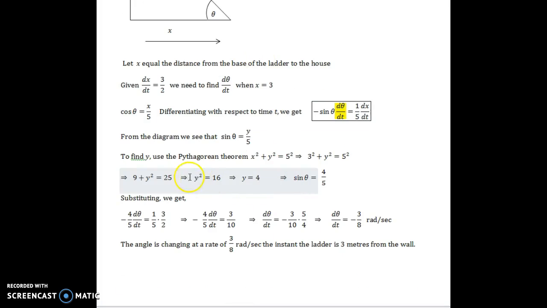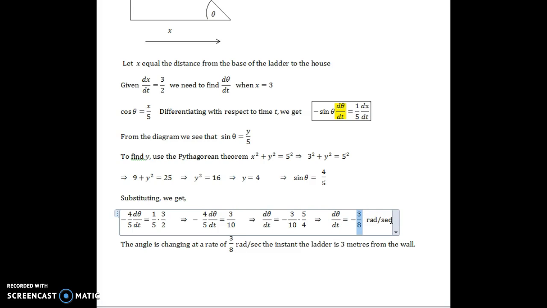And we solve for y by plugging it in, and we find out that y is equal to, sorry, 4. And what we can do now is plug in 4 for y, and we get that sine theta is 4/5. Now we have enough information to substitute back into the equation. So we've got negative sine theta, which is negative 4/5, times d theta/dt, which we're asked to find, equals 1/5 times dx/dt, which is 3/2. So we plug it in, do a tiny bit of algebra and solve for d theta/dt, and we get negative 3/8 radians per second.